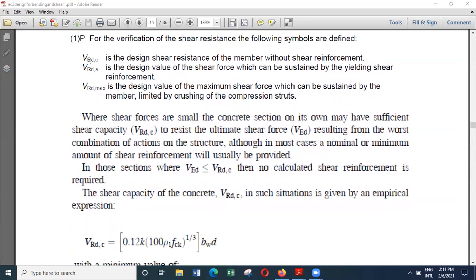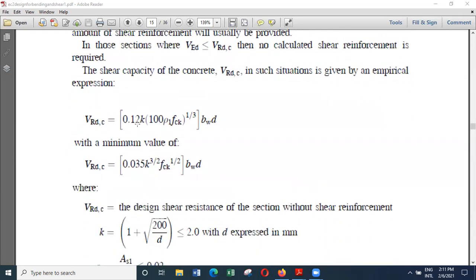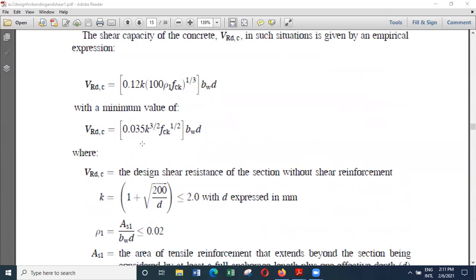So to calculate the shear capacity of concrete, a basic equation is given, and here you can see you get the steel ratio. It's a function of the amount of steel provided, it's a function of concrete strength, and it's a function of depth. This K factor takes account of the effect of the depth of the section. And also there's a minimum value for a section, and if this gives a value less than this, then you have to use this one. So there's a minimum shear capacity for a concrete section, and if this gives a value less than this, then this governs. Otherwise, this will go. So you can see VRd,c is the design shear resistance of the section without shear reinforcement.